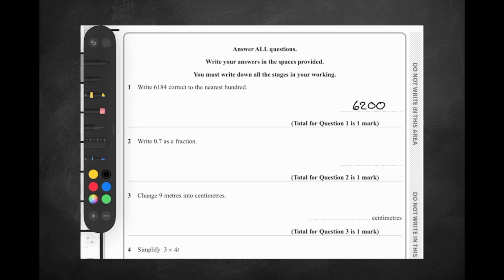Question 2. Write 0.7 as a fraction. So 0.7 is the same as 7 over 10. You can check that on your calculator in the exam if you needed to. So 7 out of 10 is our answer.